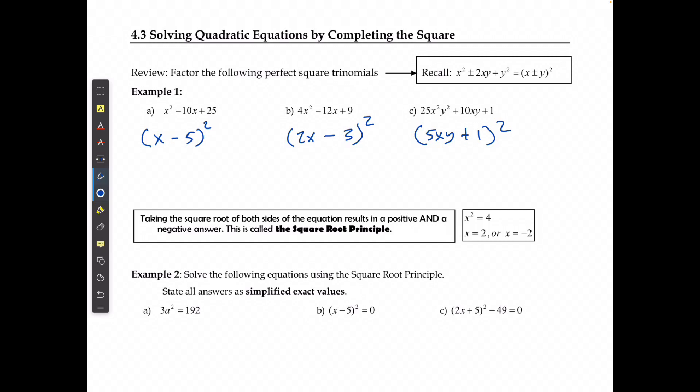Now, anytime we take the square root of both sides of an equation in order to solve it, I need to consider that it could be the positive or negative square root. Because if I said, like in this case, x squared is equal to 4, well, 2 squared would equal 4, or negative 2 squared would also equal 4. So if x squared is equal to 4, then x would equal the positive or negative square root of 4. And that gives me the two possible answers that could exist here.